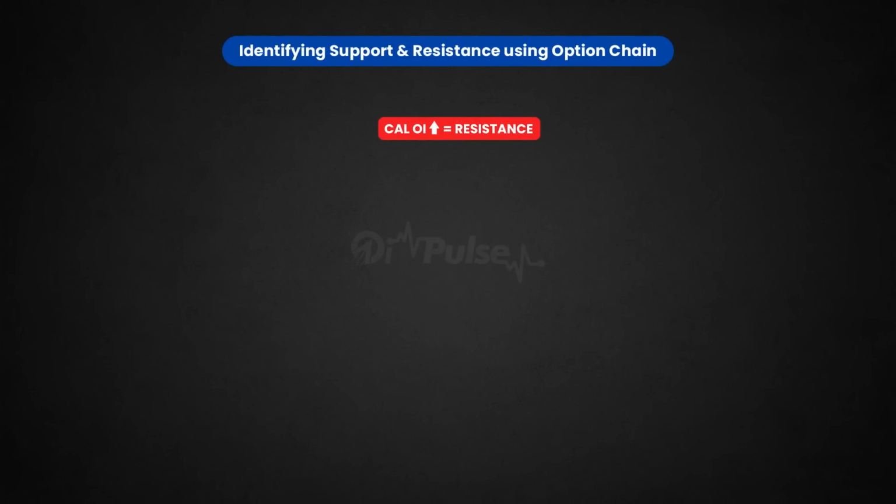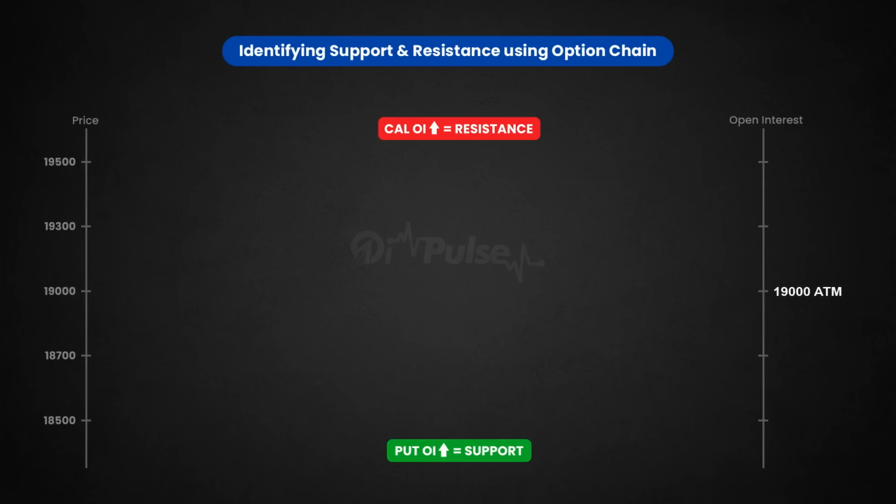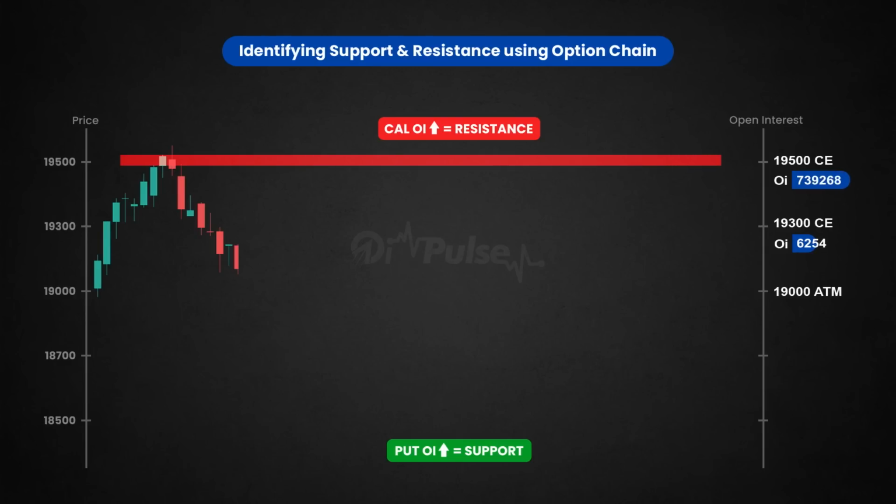Now we'll see how to identify support and resistance in the option chain. Whenever the call open interest increases, that is called resistance, and whenever put open interest is increasing, that is called support. Meaning when the call open interest is increasing, the big players are betting that the market will not go above that, and they are resisting it at that particular strike. There is a high chance that particular level will not be broken because the big players are betting towards that strike, and that will act as a resistance.